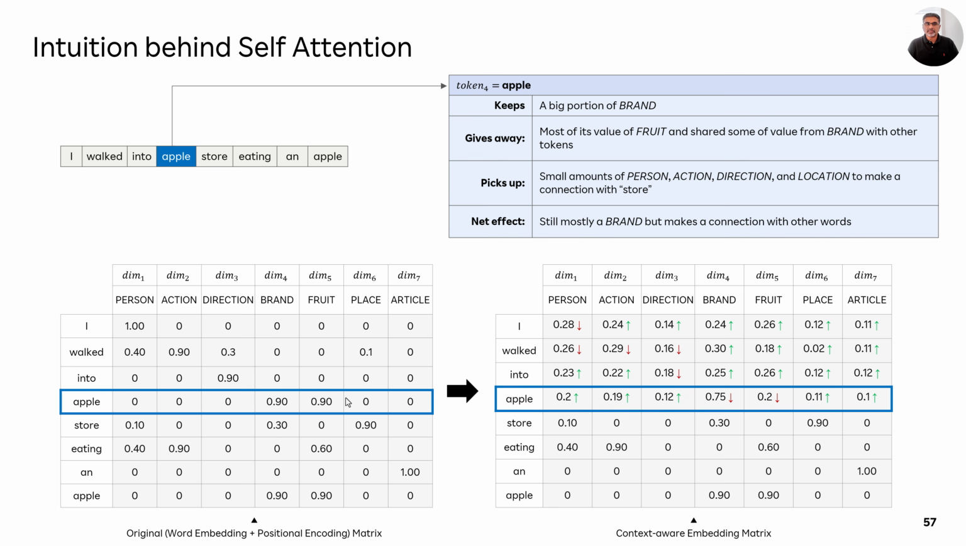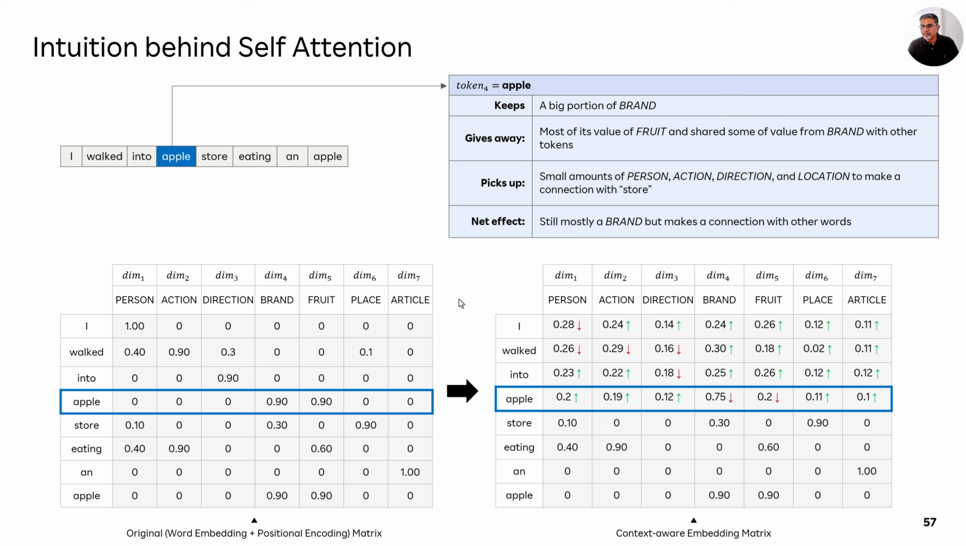I want to pick up that, okay, somebody is entering. So I want to pick up some portions of person from other words, some portions of action from other words, some portion of direction, and so on. So the net effect when you make this change from this to something like that is you still retain most of the brand feature value, because that's what this particular occurrence of the word apple means, and it also makes these connections with other words.